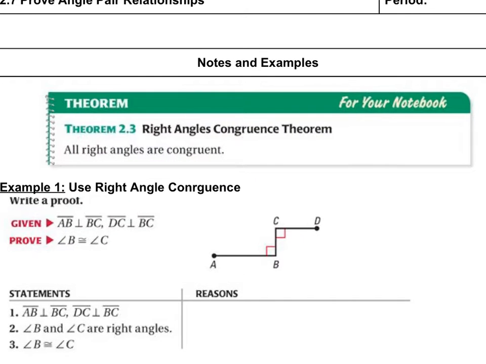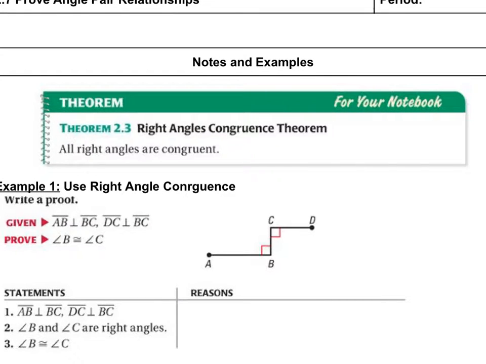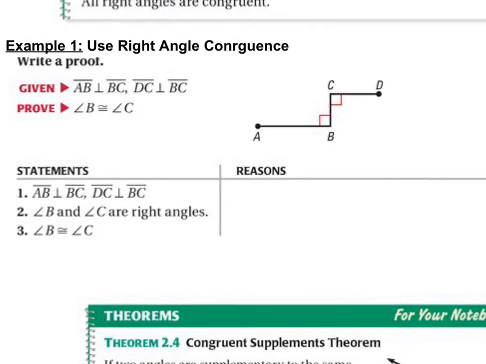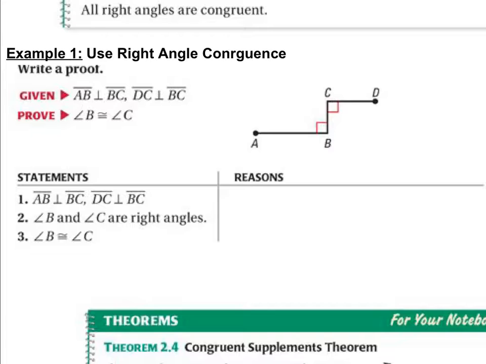All right, so the first theorem we have here is theorem 2.3, and that is the right angle congruence theorem. Basically, all it states is that all right angles are congruent, which hopefully you knew, because all right angles are 90 degrees, therefore they are all congruent. All right, so let's put that into use and show how it works.